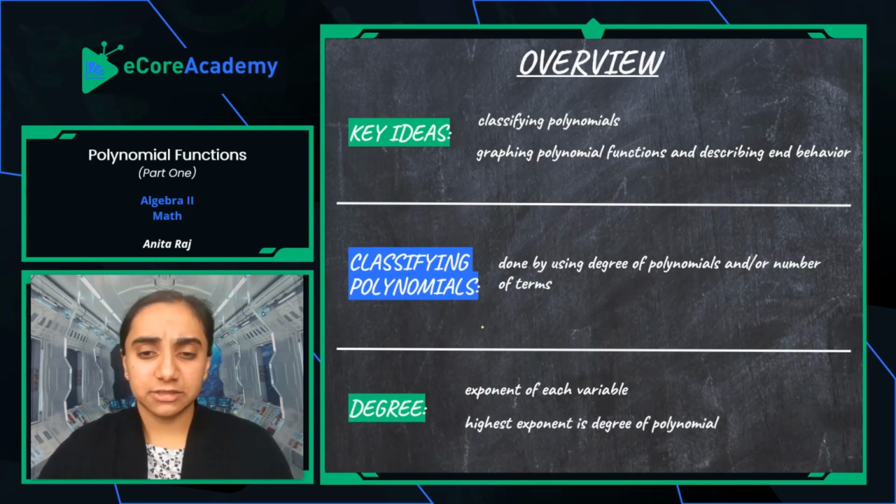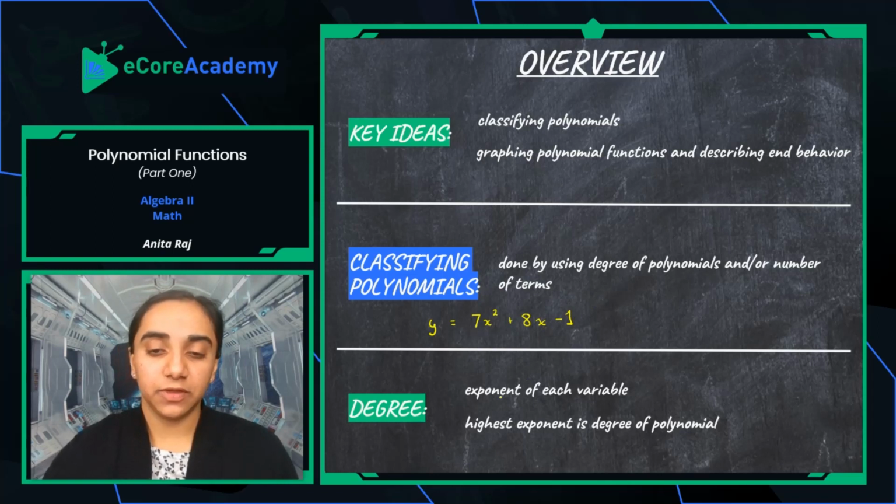So I think the best way to explain this to you all would probably be showing you an example of a polynomial. So let's say I have y equals 7x squared plus 8x minus 1. So I'm just coming up with this off the top of my head. In this case, we're going to look at the exponent of each variable. We know the exponent is this little number up here. It's what this variable is raised to. And remember, x is the variable because it's an unknown. It can change. We can input values for it. It doesn't have a definite value right now.